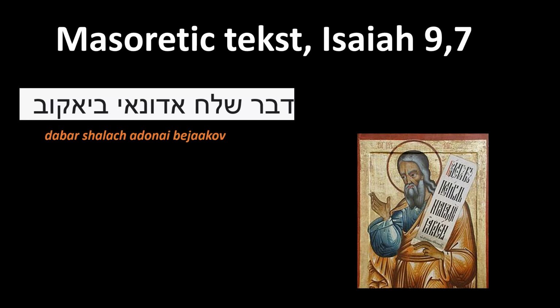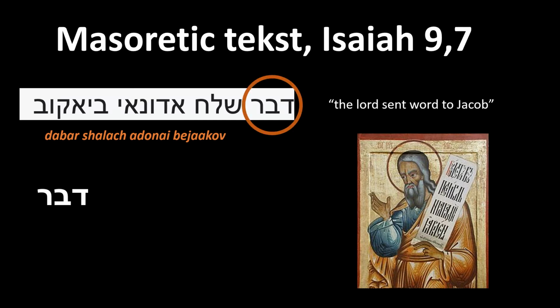"Dabar shalach Adonai beYaakov," or something like that. This first word is ambiguous. Mind you, Hebrew is written from right to left. So this first word is ambiguous because it can be read in 2 different ways. Hebrew is a consonant language, which means that in script it does not write vowels, only consonants. So transcribed to the Latin script, there stands something like DBR. And these letters can mean 2 words, either "deber," which means death, or "dabar," which means word.